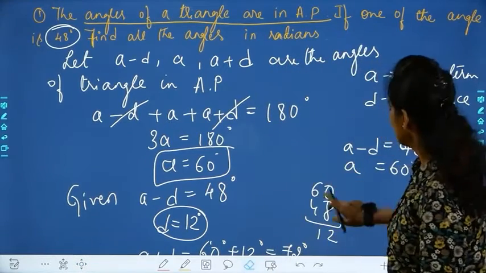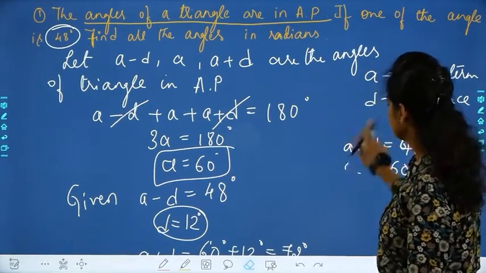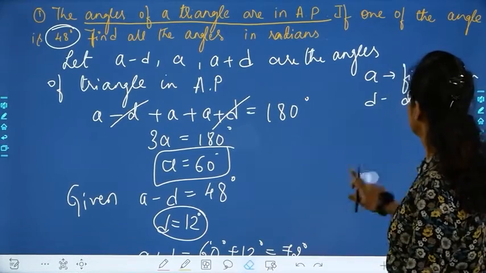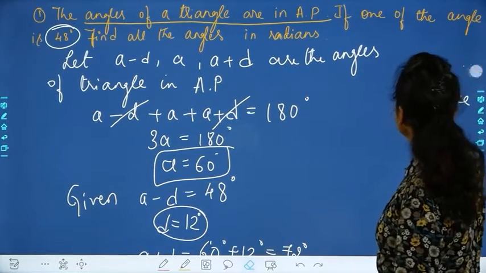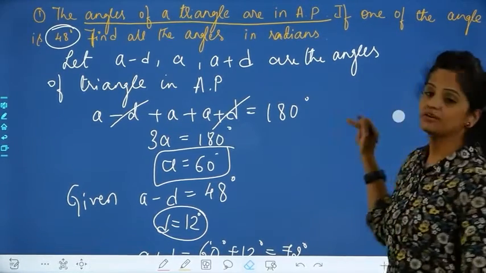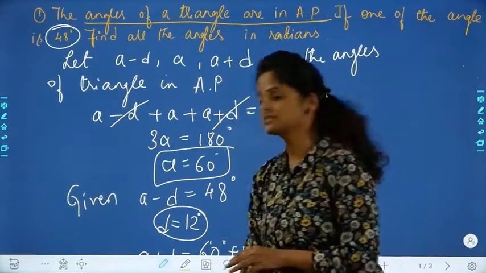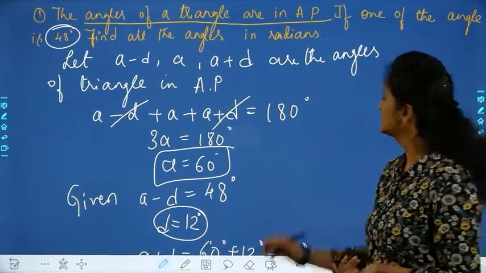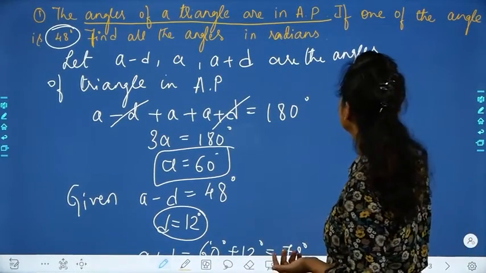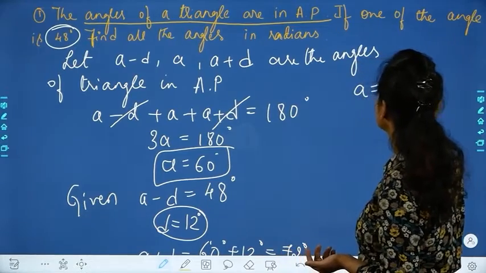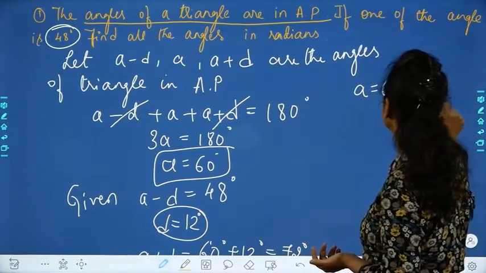I'll take off this part and write that in radians. 60 degree in radians, that we have already done in the previous class. 60 degree in radians we know is pi by 3. So A will be 60 degree, which is pi by 3.